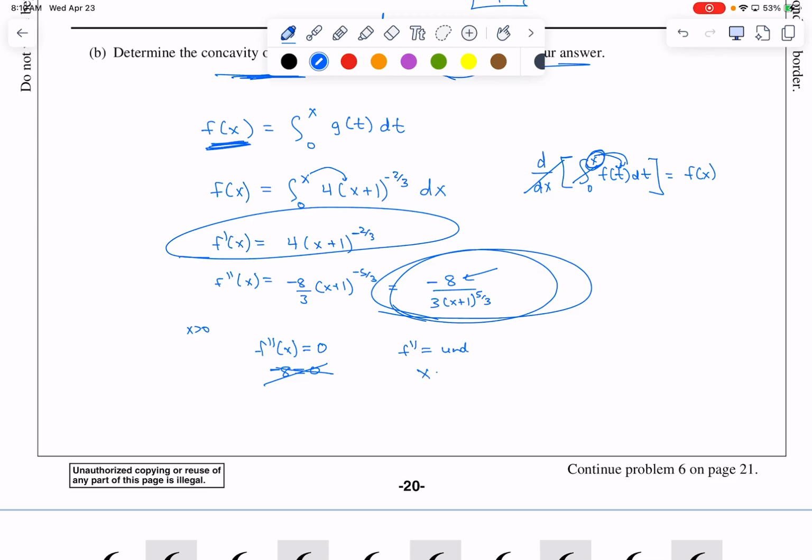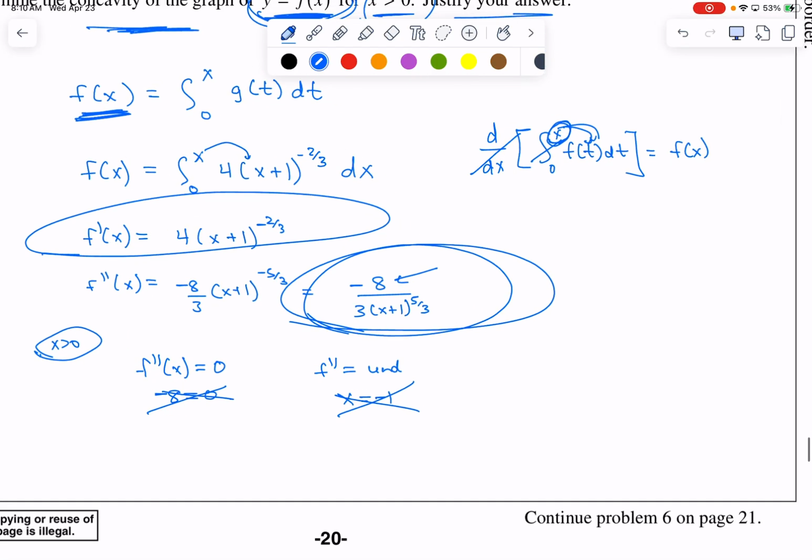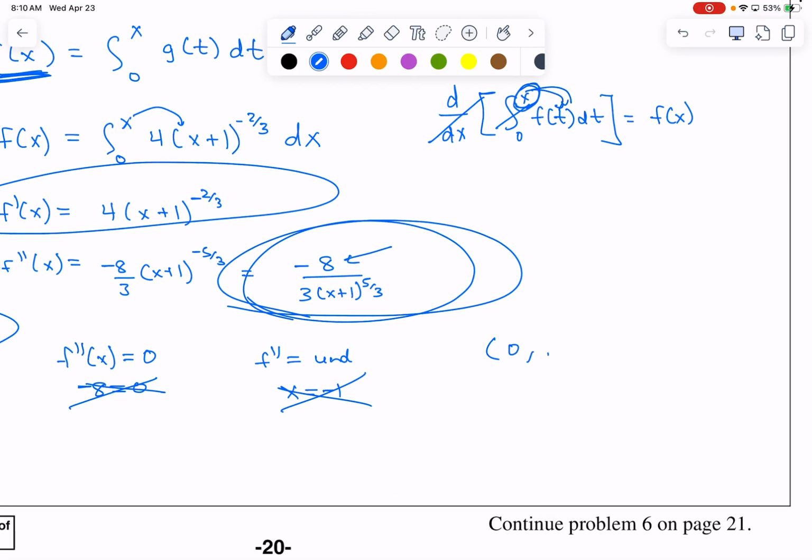-1. But is that in my interval? So my whole sign analysis is just going to be from 0 to infinity for the second derivative. All right, ready?